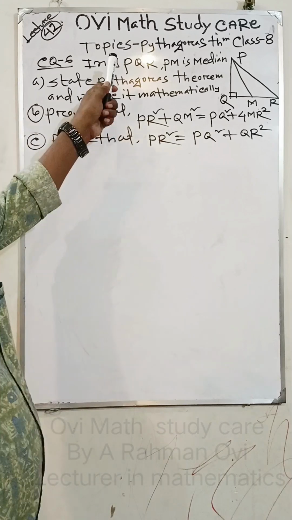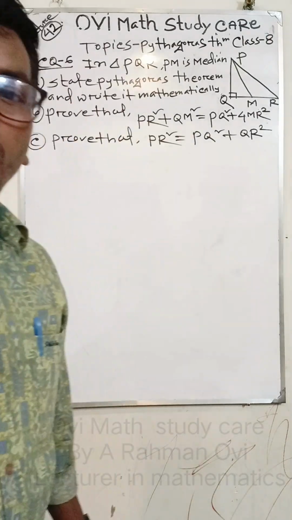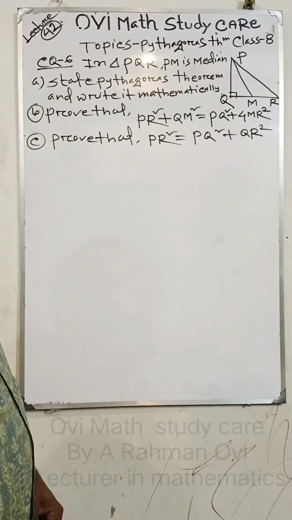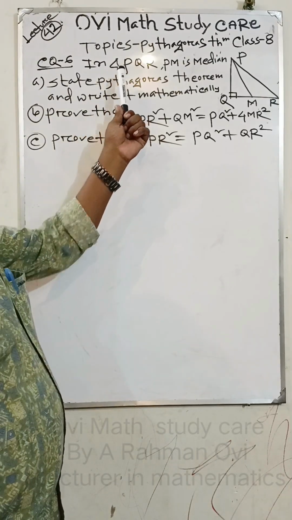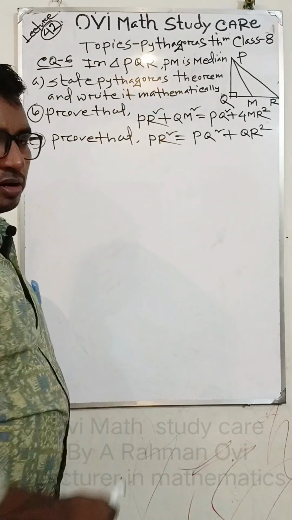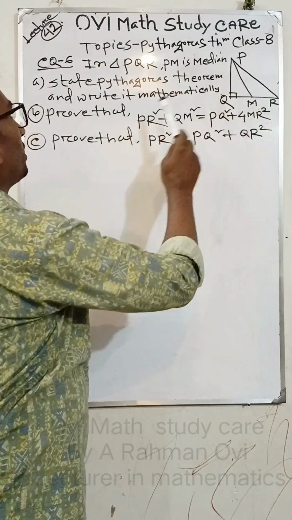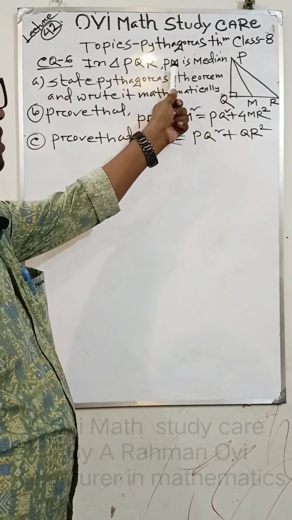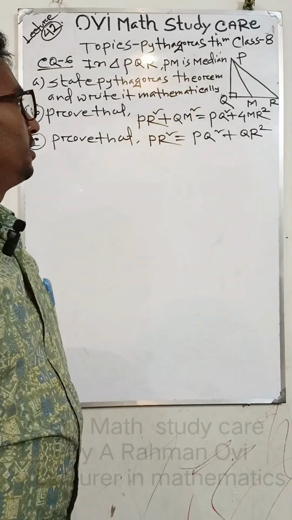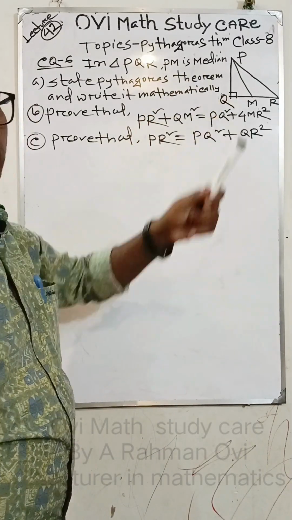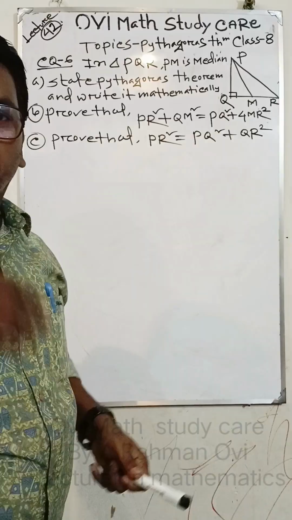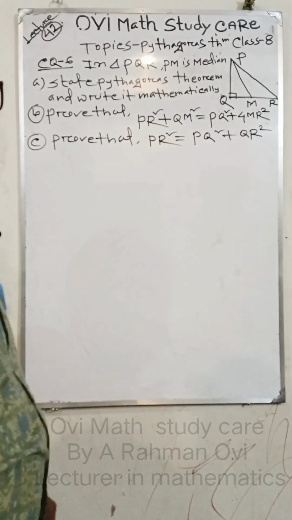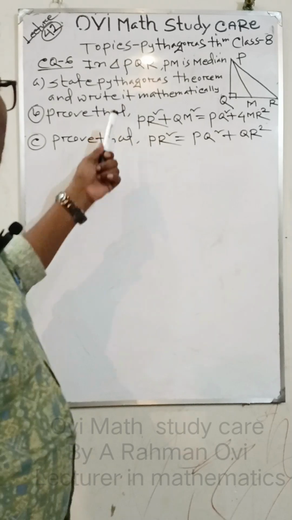Now today we discuss the creative on Pythagoras theorem. Here is given creative number 6. In triangle PQR, PQR is a right angle triangle. Here PM is median. This is the symbol of right angle. For this symbol, we can say it is a right angle triangle. There are three questions.